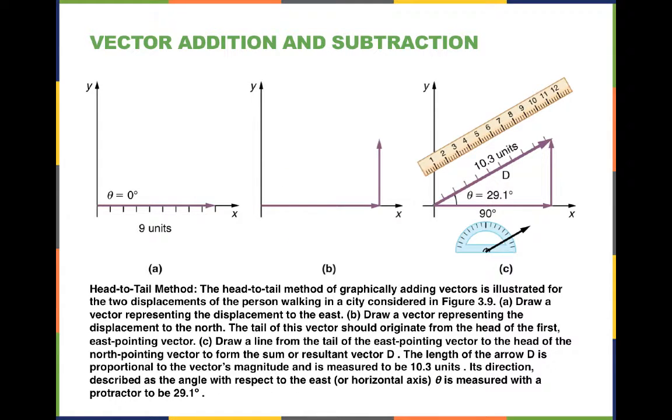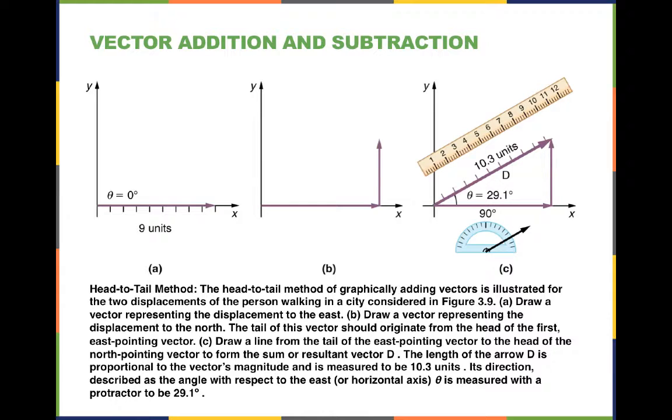Now remember, when you're adding a pair of vectors, what you're doing is putting the tail of the second vector on the head of the first vector. This is called the head to tail method. So again, to review, in diagram A, you draw the first vector from the starting point exactly 9 units.